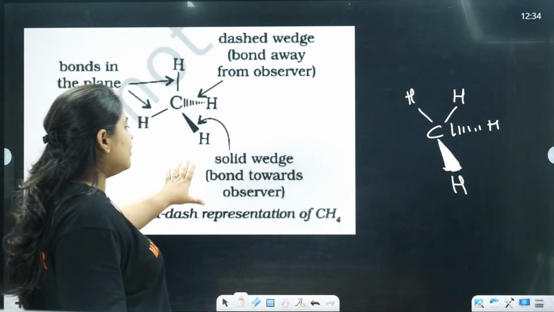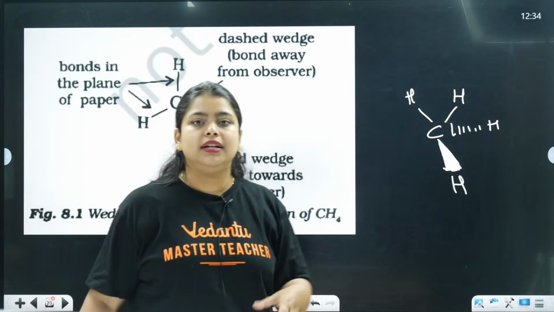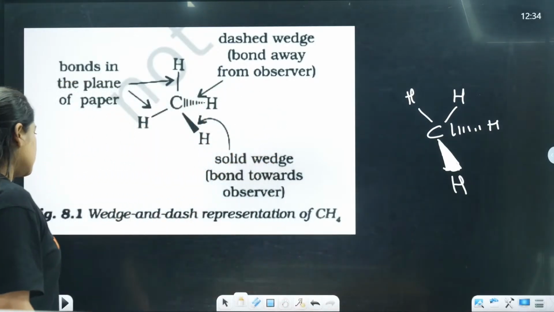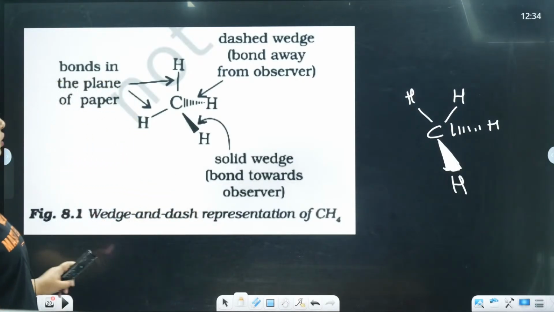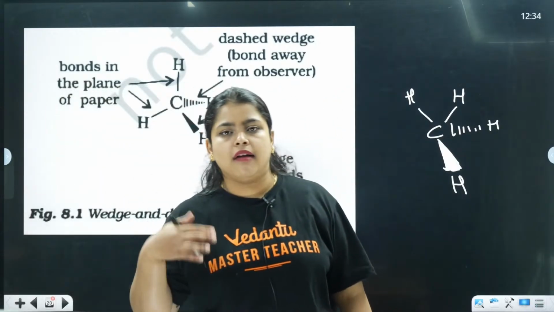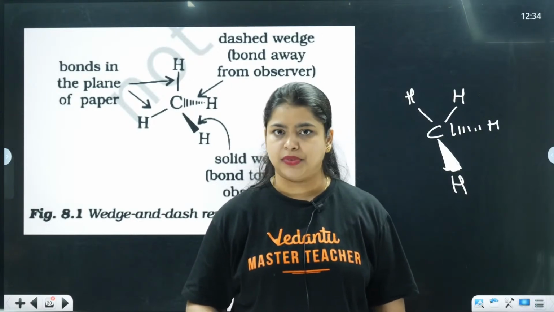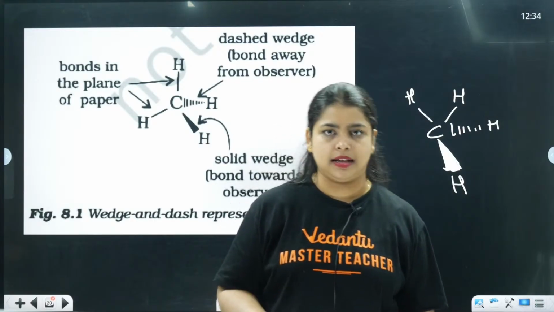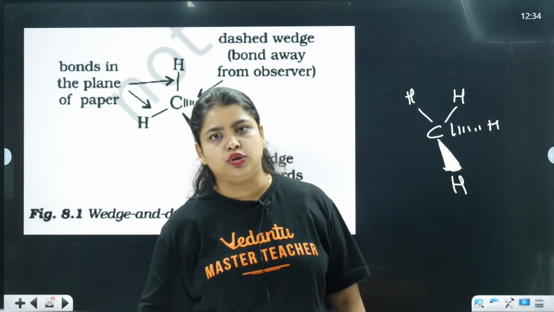Next comes what? Solid wedge, that is a bond towards the observer. This is where the bond is towards the observer. Clear? So this is the wedge and the dash representation of CH4, the 3D structure. 3D structures exist for everything. Whatever compounds there are, all of them have a 3D structure; it's not that normal structures exist but 3D ones don't. All the compounds will have 3D structures, that you people need to be clear of.